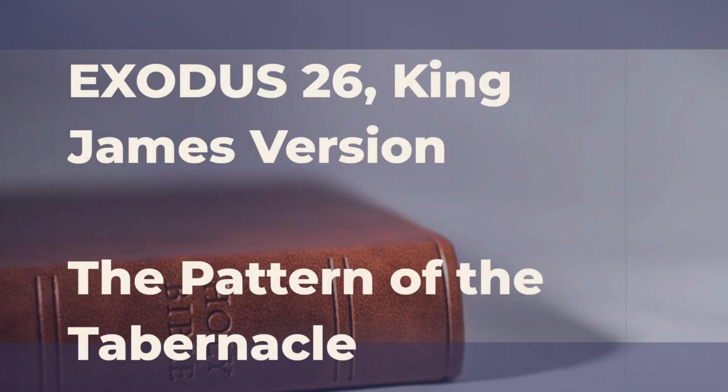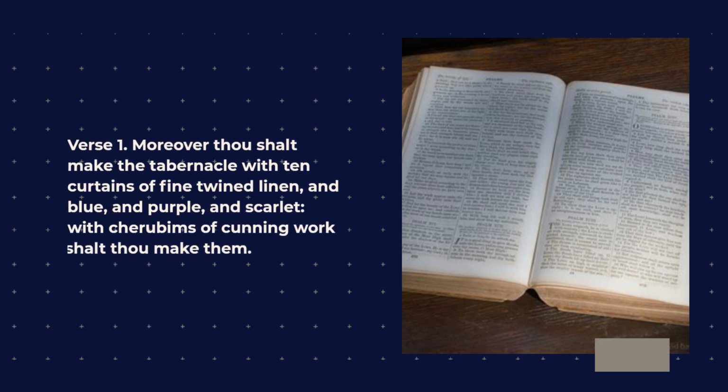Exodus 26, King James Version. The pattern of the tabernacle. Verse 1. Moreover thou shalt make the tabernacle with 10 curtains of fine twined linen, and blue, and purple, and scarlet, with cherubims of cunning work shalt thou make them.